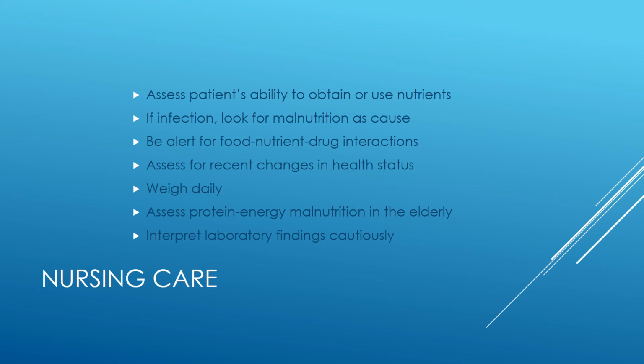Nursing care: you want to assess the patient's ability to obtain or use nutrients. If infection, look for malnutrition as the cause. Be alert for food, nutrient, drug interactions. Assess for recent changes in health status. Weigh daily. Assess protein, energy, malnutrition in the elderly. Interpret laboratory findings cautiously.